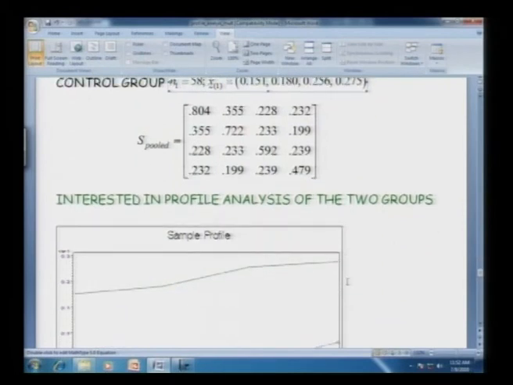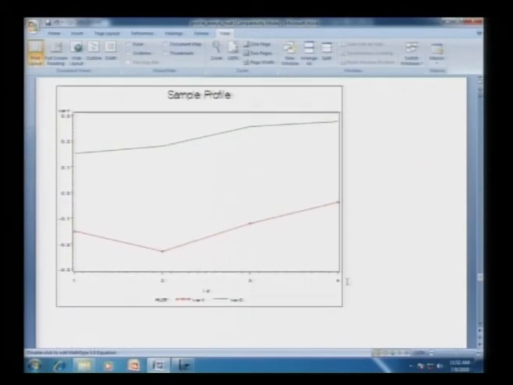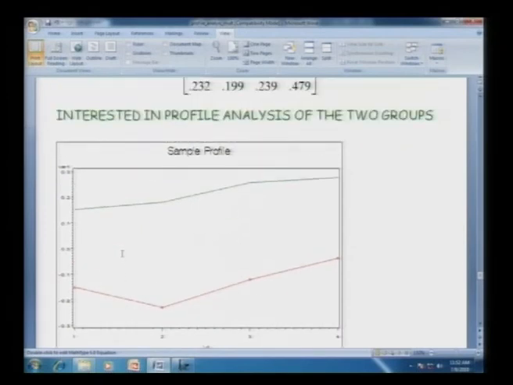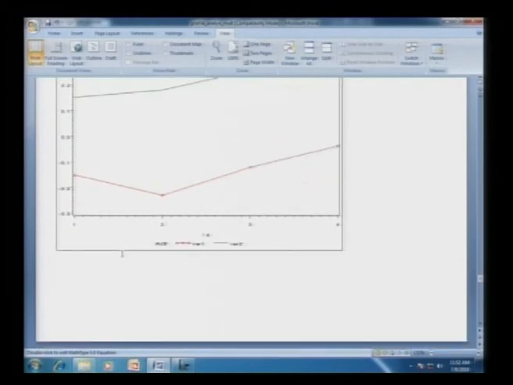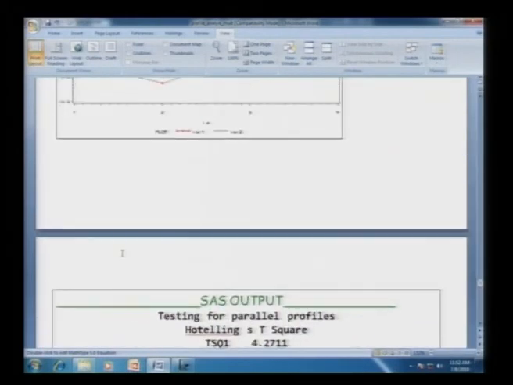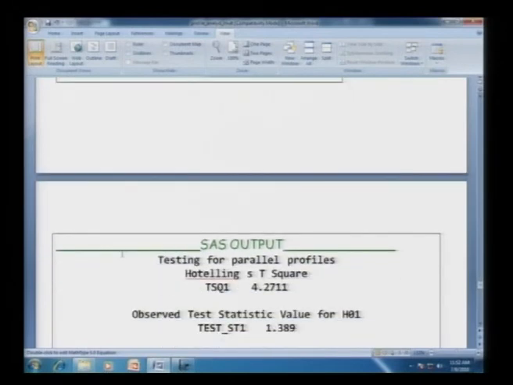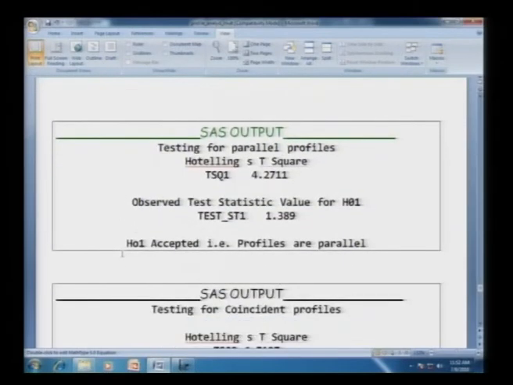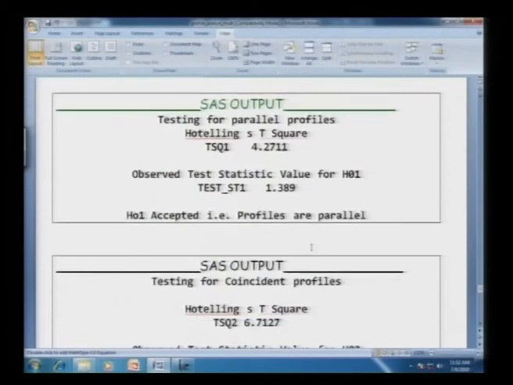Now, once again we are interested in profile analysis of the two groups. We see that the sample profile here is of this particular nature, this one corresponding to the control group and one corresponding to the test group. If we once again have to perform profile analysis, we will have to go sequentially in order to test these hypotheses. The SAS output is what is just given here. So, for the testing of parallelism of the profiles of the test and the control groups, we have H01 to be accepted, that is, the two profiles are parallel.